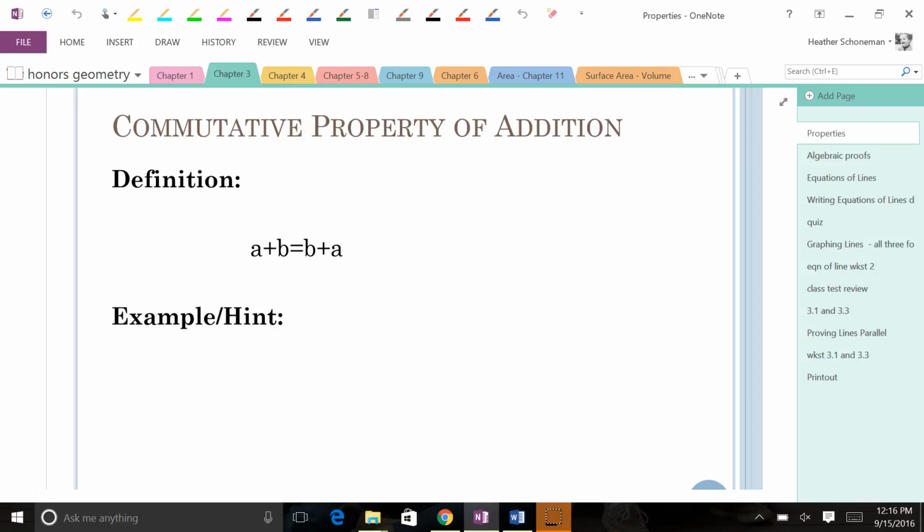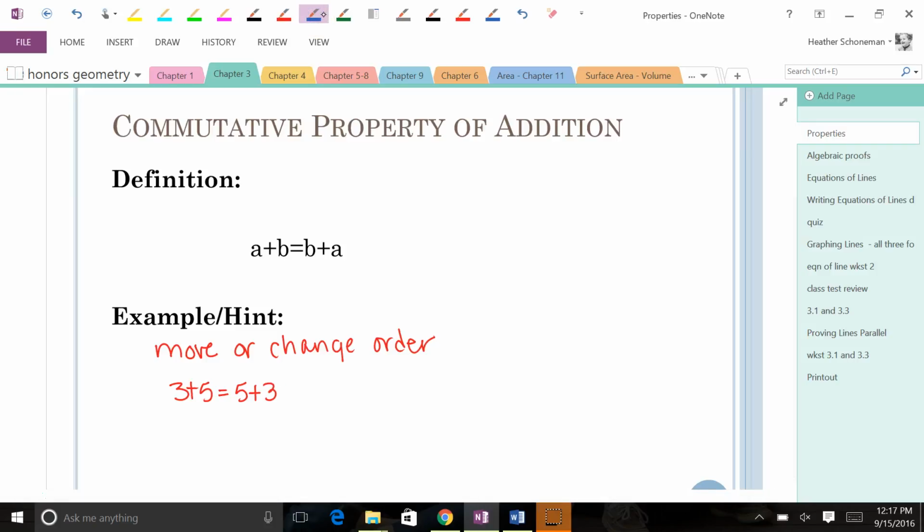Now, I'm going to give you the definition. That's going to go in the first column, but I'm also going to give you a hint and an example when I can, so it's something to help you remember it. Now, commute. If you commute to work, you're moving from home to work, right? So commute means to move or change the order. So the commutative property of addition says you can change the order and the answer is still the same. So if I add 3 plus 5, it's the same thing as adding 5 plus 3. Both answers will give me 8.